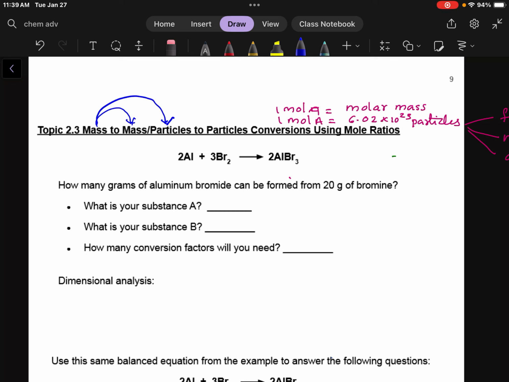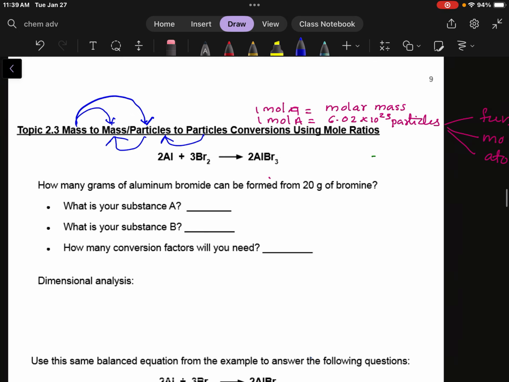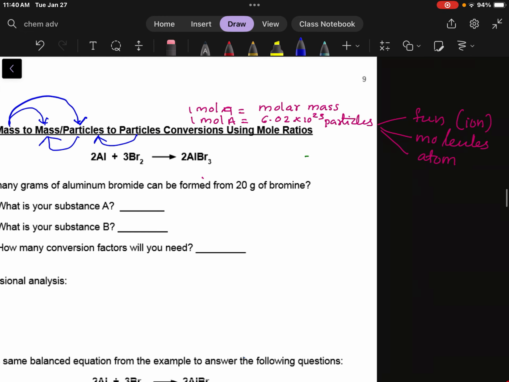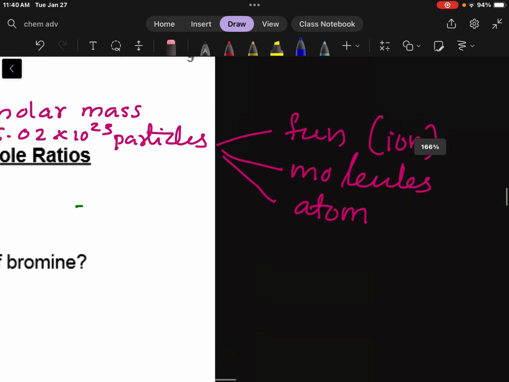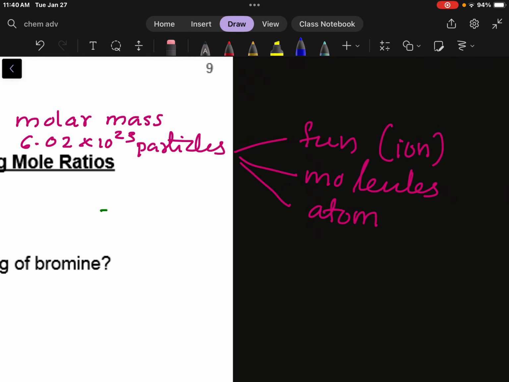or we can do the backward, particles to particles, or particles to mass conversions. So same thing, we are using the same unit conversion factors: 1 mole of X is equal to the molar mass, 1 mole of X is equal to Avogadro's number of particles, and these are the names, if you already forgot.